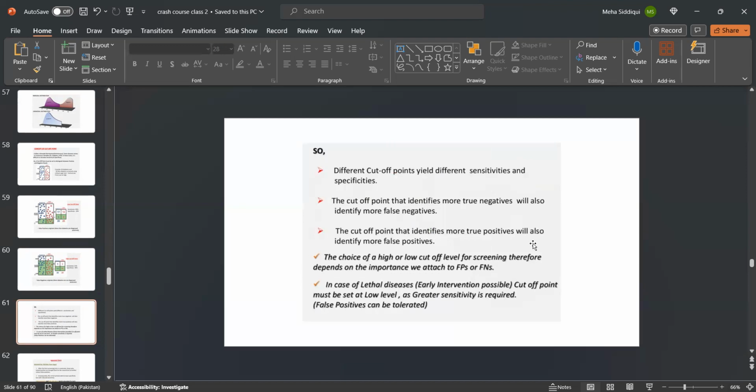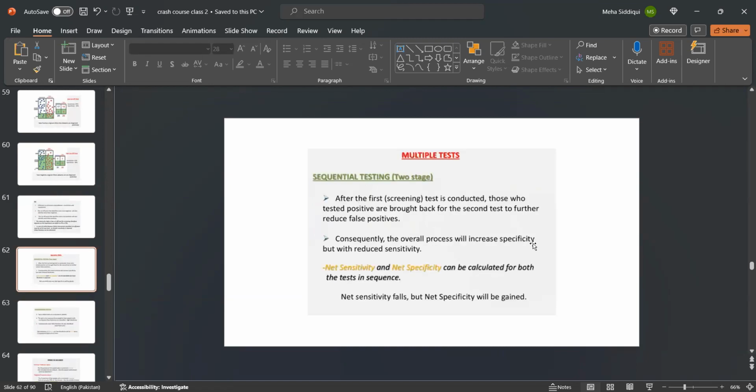So different cutoff points yield different sensitivities and specificities. The cutoff point that identifies more true negatives will also identify more false negatives. The cutoff point that identifies more true positives will also identify more false positives. The choice of a high or low cutoff level for screening therefore depends on the importance we attach to false positives and false negatives. But in case of lethal diseases, like carcinomas, where early intervention is possible, the cutoff point must be set low, so that greater sensitivity is achieved and false positives can be tolerated, so that more true positives can be diagnosed earlier. That's why we set the cutoff at a low level.